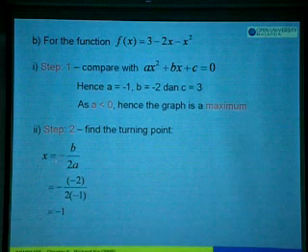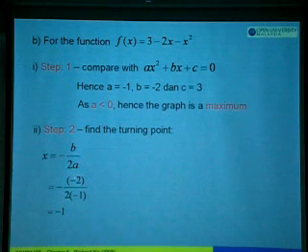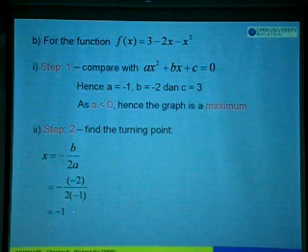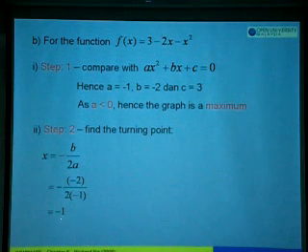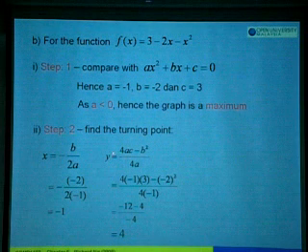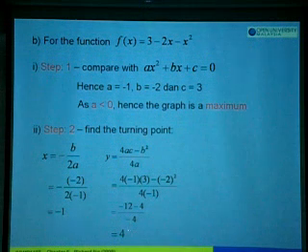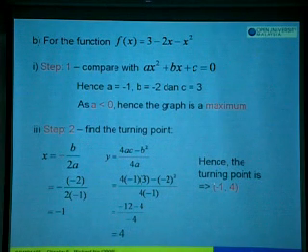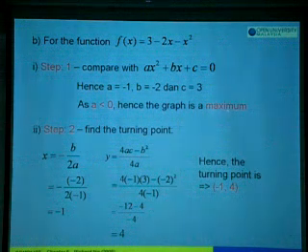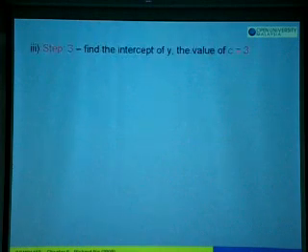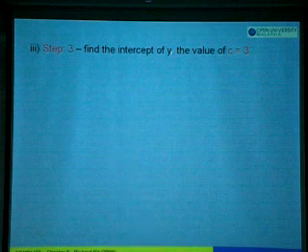Step 2, find the turning point. Use the formula x equals negative b over 2a. Substitute b with negative 2 and substitute a with negative 1. We will get the answer equals negative 1. And then next, find the value of y, substitute into the formula, we will get the answer equals 4. So from here we can say the turning point, which is the maximum just now, is (negative 1, 4).